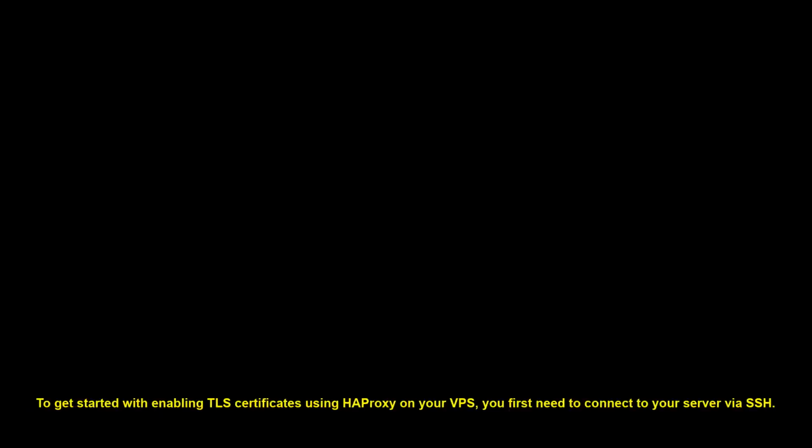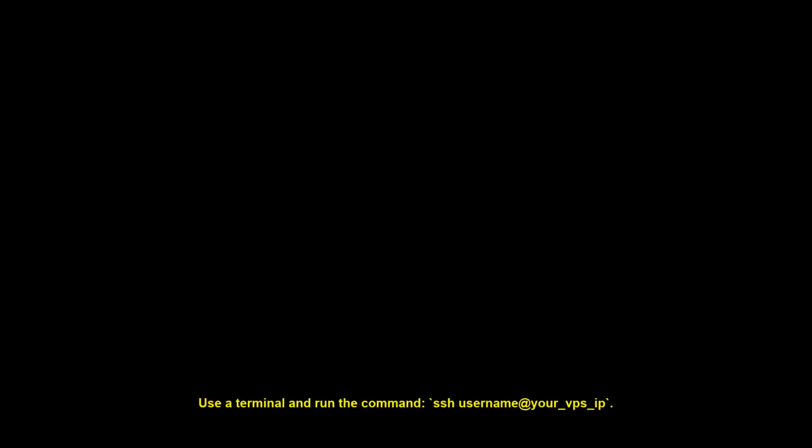clearly. To get started with enabling TLS certificates using HAProxy on your VPS, you first need to connect to your server via SSH. Use a terminal and run the command ssh username@your_VPS_IP. Once logged in, ensure that your package manager is up to date. You can do this by running sudo apt update.